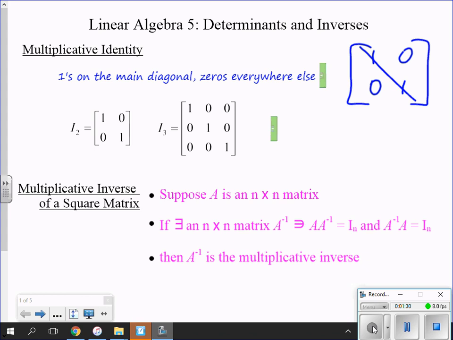If there exists a matrix such that when I multiply it times A, and I multiply A times another one, because remember, it's not the same in both directions. A times B does not equal B times A with matrices. Okay, it needs to be a square matrix. If I have a square matrix that I multiply times another square matrix and I get the identity, those 2 matrices are multiplicative inverses of each other. Clear as mud, right?